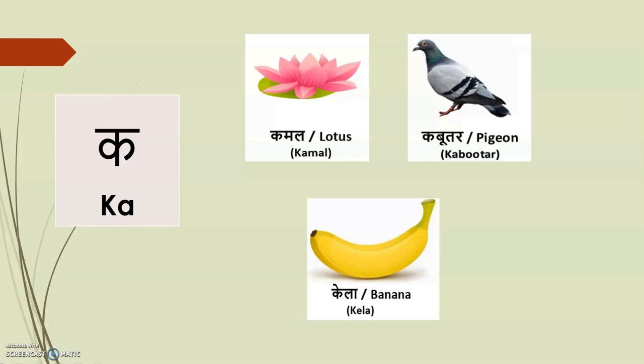So, in the first picture, we can see a lotus, which is kamal. In the next picture, we can see a pigeon, which is called kabutar in Hindi. And in the third picture, we can see a banana, which is called kela in Hindi. So here, all these three objects begin with the letter k.